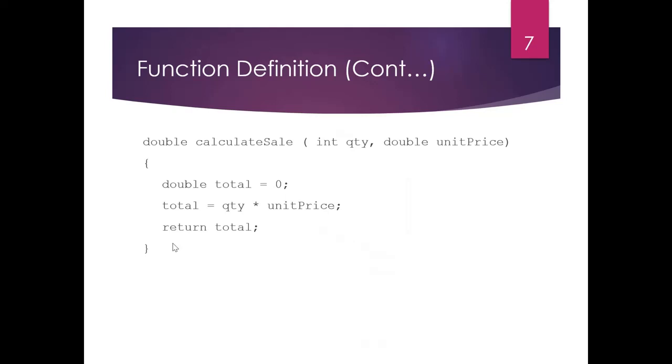And there's another method, double calculate sale, and it takes two parameters, quantity and the unit price. Quantity is integer type, and the data type of unit price is double. Finally it also returns the total, and the data type of the total is double. That's why it says this function returns a double type variable.